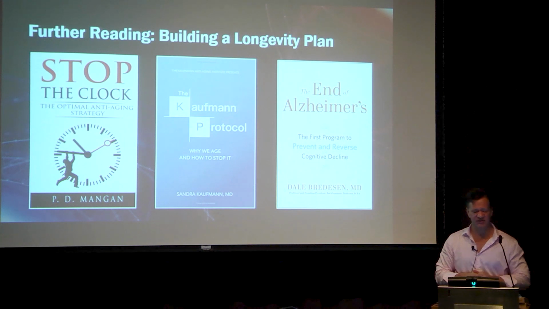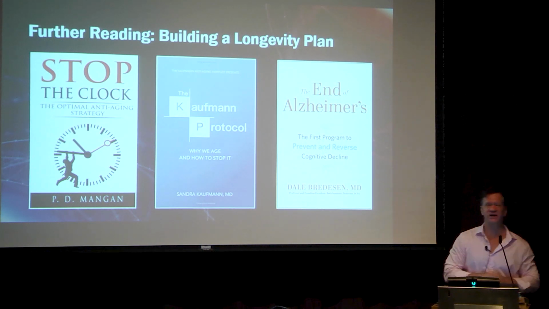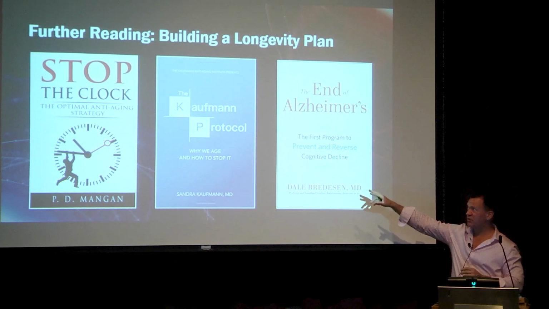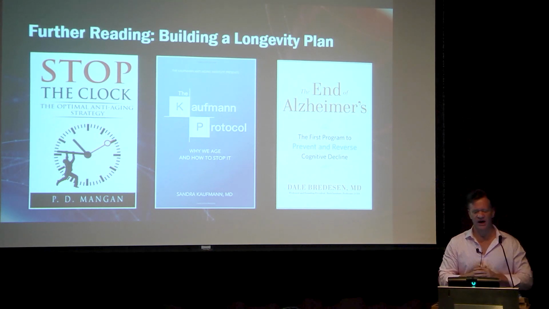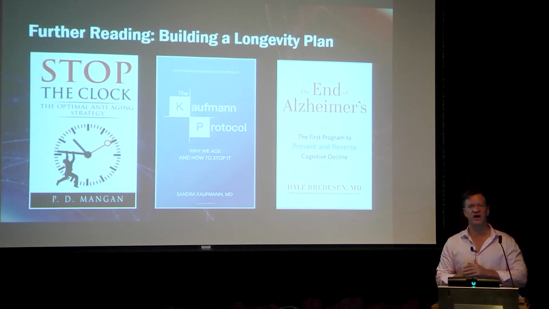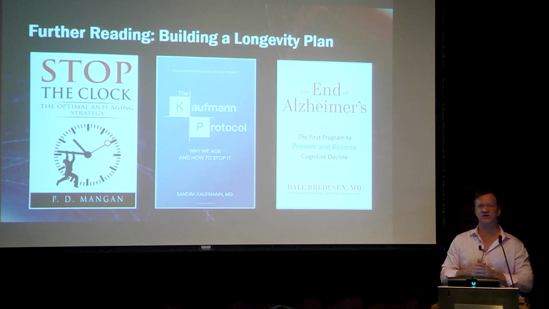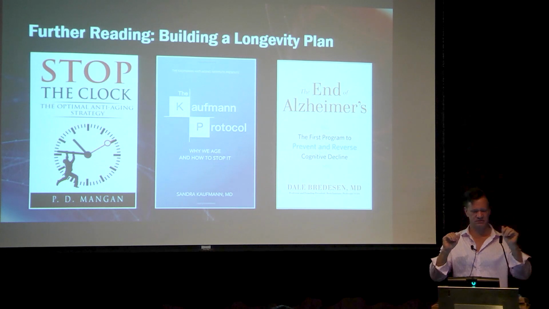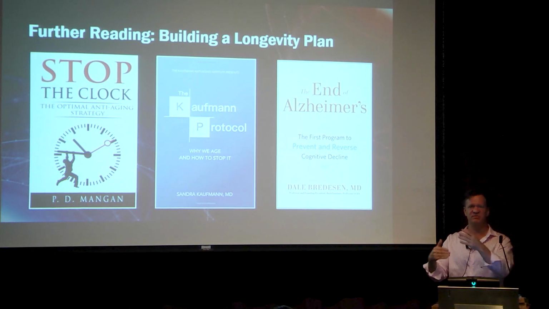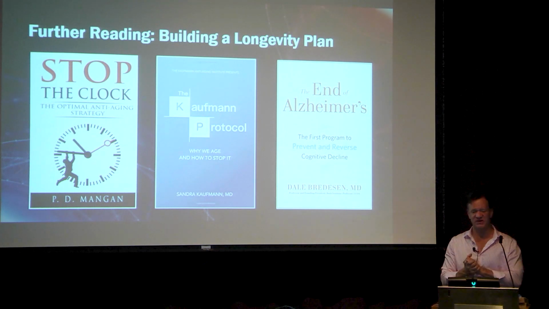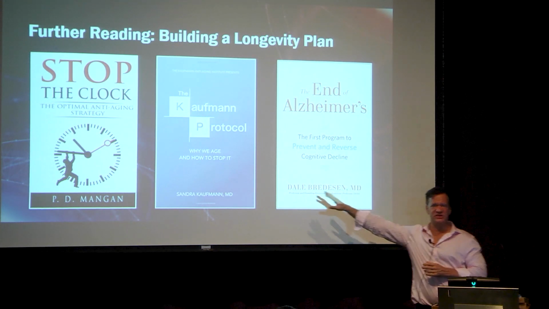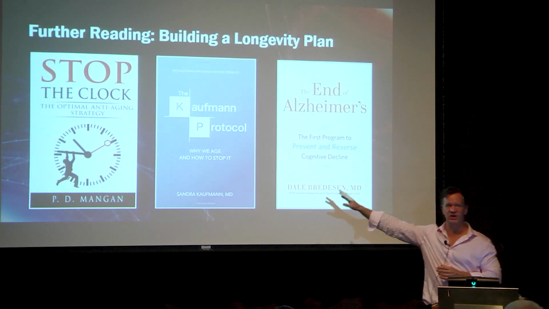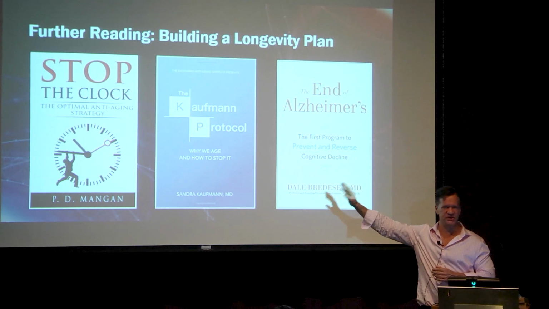A few good books on building a longevity plan. P.D. Mangan's book, Stop the Clock. It's really short, but it's really good. All of his advice is terrific. The Kaufman Protocol in the middle, it only talks about supplements. This is the single best book I have read for building your own longevity supplement regimen. And Dr. Sandra Kaufman does a terrific job of explaining, here are the different factors involved in aging, here are the specific dietary supplements that seem to be the most powerful in terms of reversing those aspects of aging. Again, it's very limited because it's only talking about the supplements and you need to do a lot more than that, but it is the best book on that particular subject.